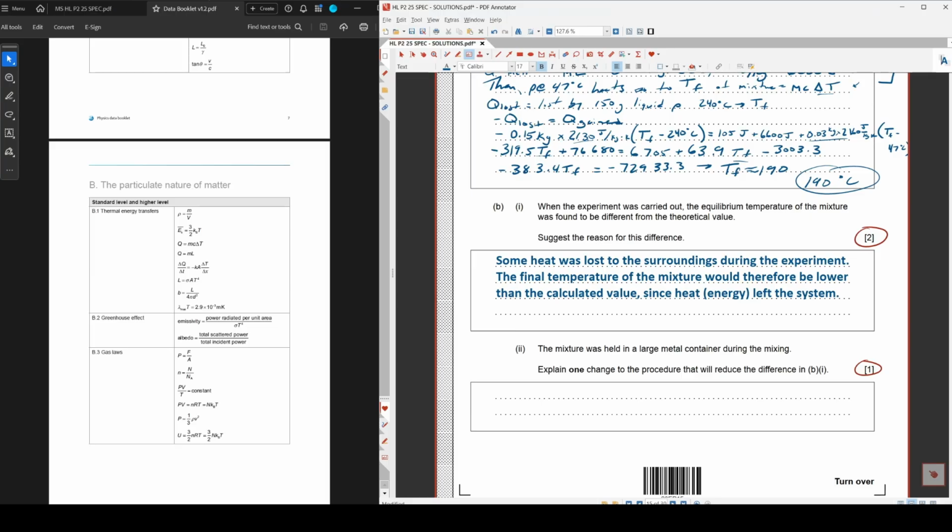Okay, the mixture was held in a large metal container. Metal, I'm thinking metal, to do a heat lab. That's silly. It's very conductive. Explain one change that could happen. Insulate the container. That ought to do it, right?